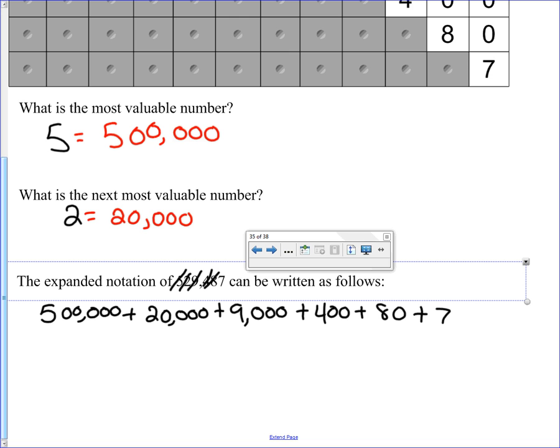Okay. And that is the expanded notation and written notation of numbers.